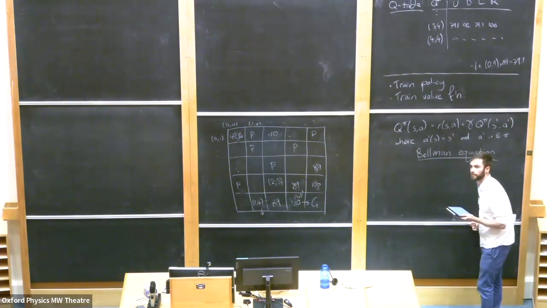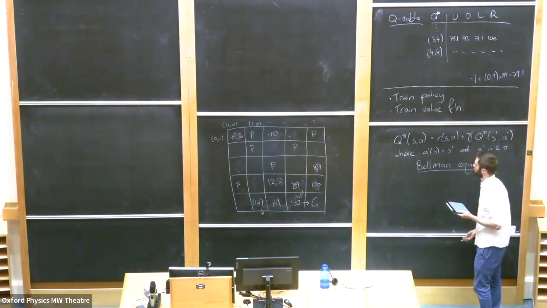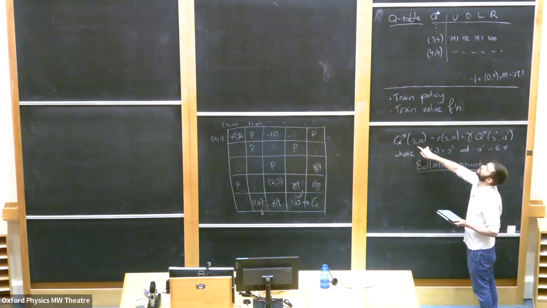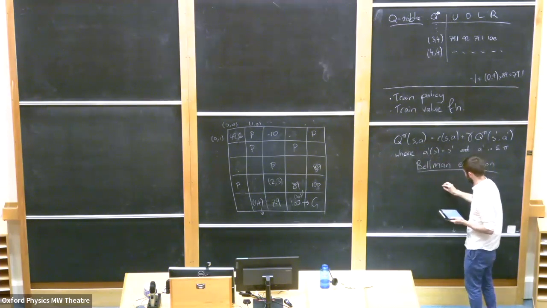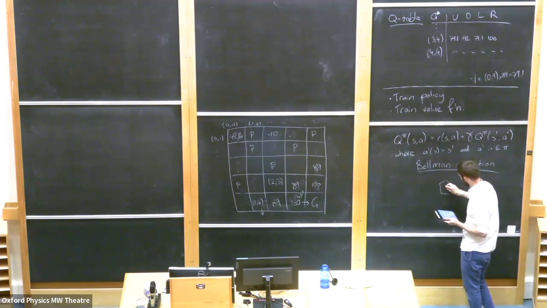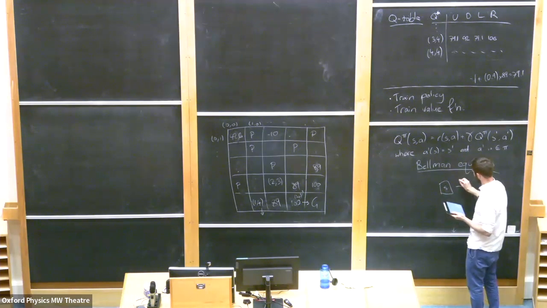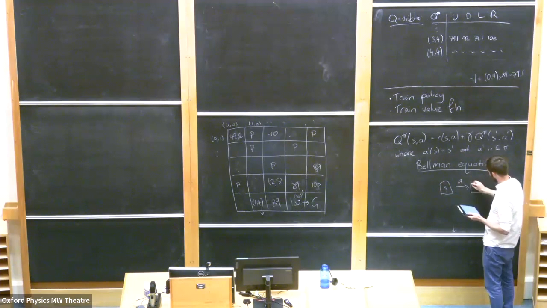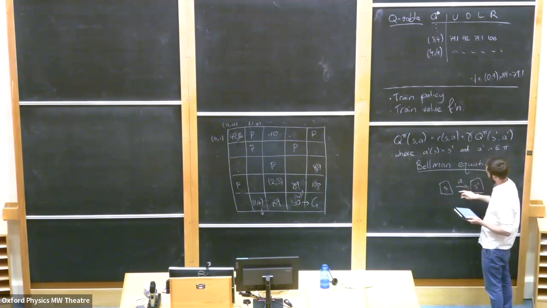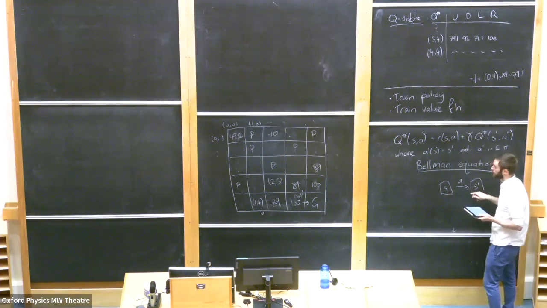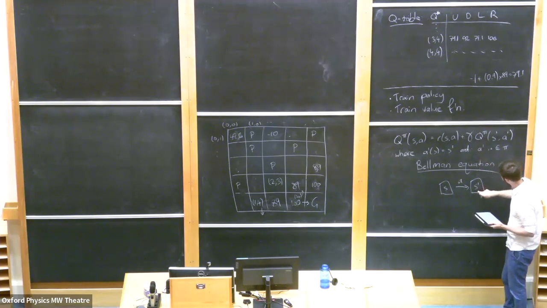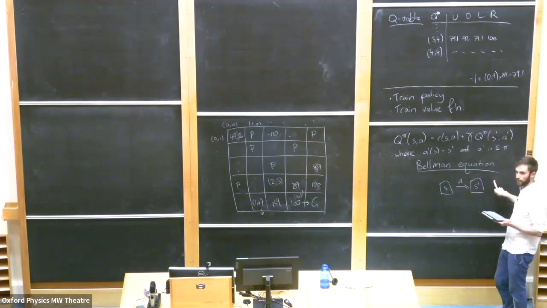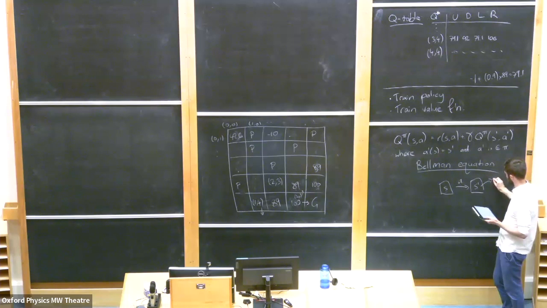I'm starting in S. Maybe we should just draw this. We start in some state S, and then we take some action A to a different grid point, S prime. And so we get the reward for doing this, and then a discounted reward for being in S prime and then taking the next action, A prime, that our policy wants us to take, whatever that is.